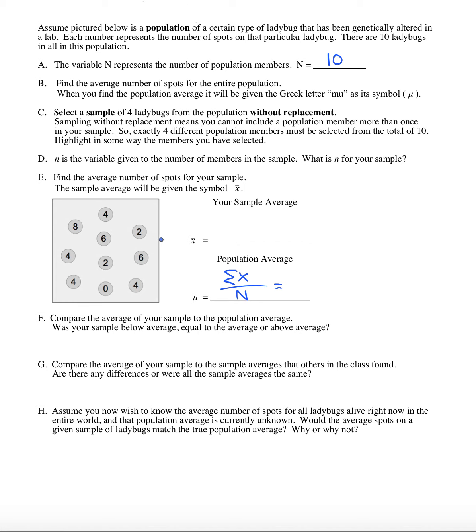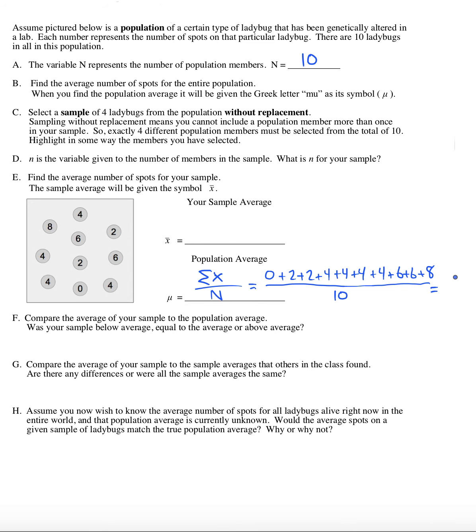So what we're going to want to do is actually add them all up. That's what this says. It's a sum. The Greek letter capital sigma means to add something. So we're going to add all the spots. Okay, and then we need to divide by 10. Our population average is 4.